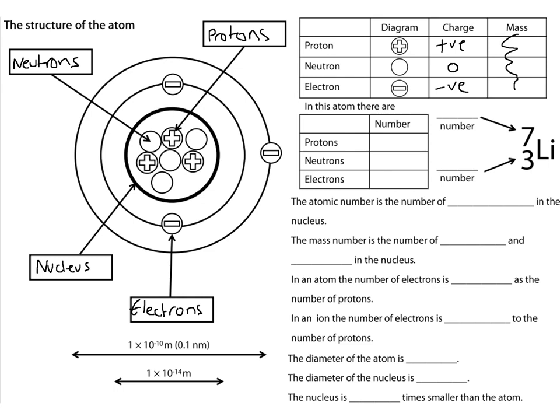So in this atom here, how many protons are there? 1, 2, 3. There are 3 protons in the nucleus. There are 1, 2, 3, 4 neutrons in the nucleus, and there are 1, 2, 3 electrons in this atom. All right, so there are the same number of protons as there are electrons.